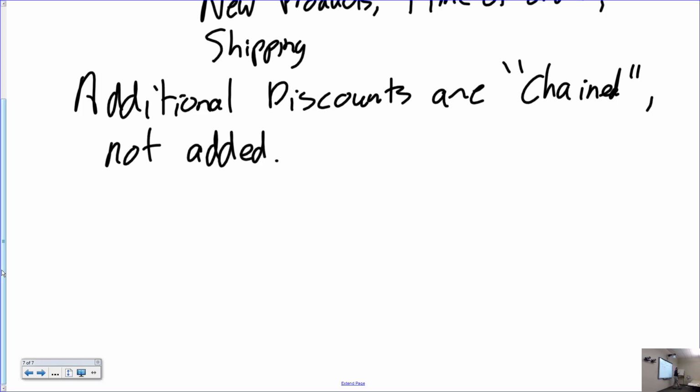Does anybody know what that means? If they're linked into another cost of some sort? No, not quite. This is sort of like the Kohl's experiment, right?